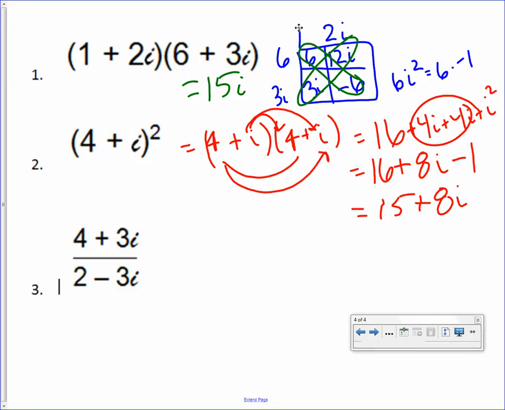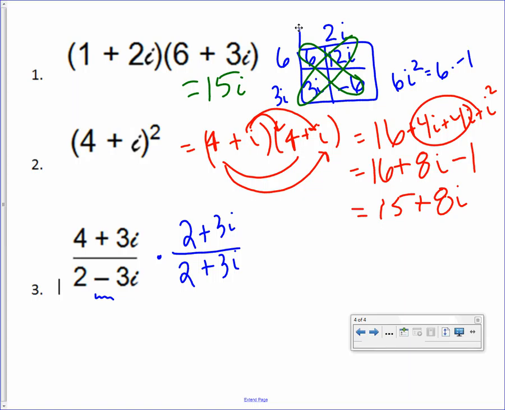So then we get to division. How are we going to divide 4 plus 3i divided by 2 minus 3i? We want to treat the i like a radical in that it's not allowed to stay in the denominator. So what we're going to do is multiply by a fancy form of 1 called the conjugate. The conjugate means that you're going to change the operator in the denominator. So the conjugate of the denominator is 2 plus 3i. Fancy form of 1 means we'll have that in both the numerator and the denominator.